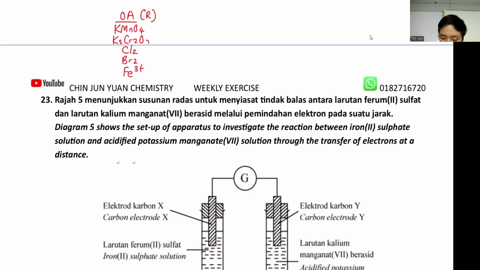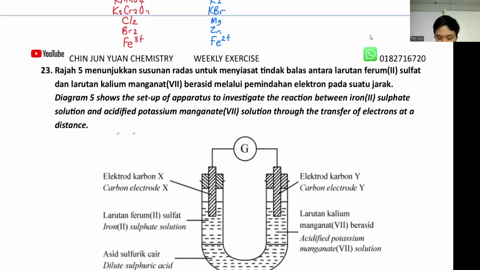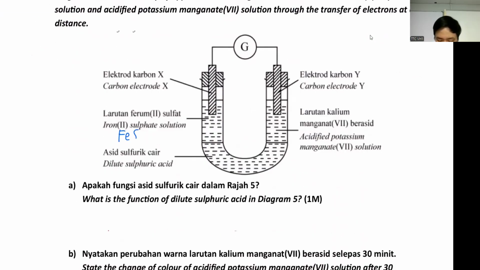Okay. On the other hand, the reducing agent is the one which undergoes oxidation. In Malay, it is agen penurunan mengalami pengoksidaan. So you have KI, KBr, or it can actually be a metal like magnesium, aluminum, zinc, and any Fe2+ salt is possible. So in this case, iron(II) sulfate is FeSO4.